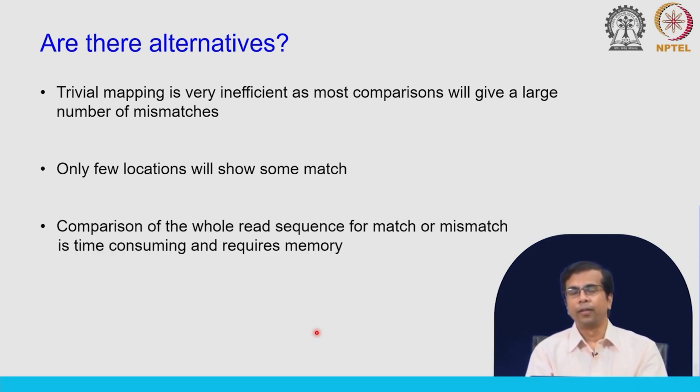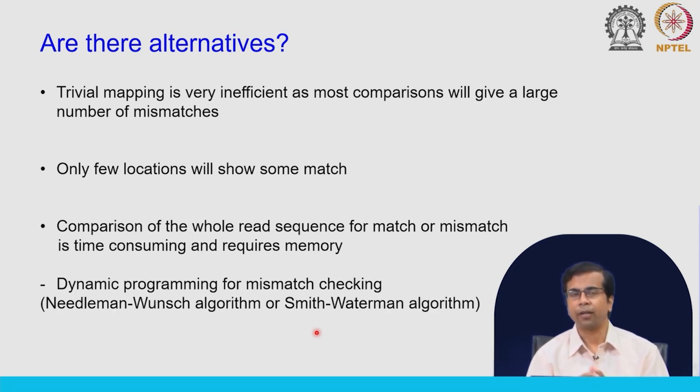Again, if you want to compare the whole read sequence for match or mismatch, this is also time consuming and it also requires memory, because we utilize something called dynamic programming for mismatch checking. If we are using dynamic programming with the Needleman-Wunsch or Smith-Waterman algorithm, this takes a lot of time if you are doing it for the whole sequence. So, these are the limitations of this brute force approach. There might be some other alternatives that can do better.